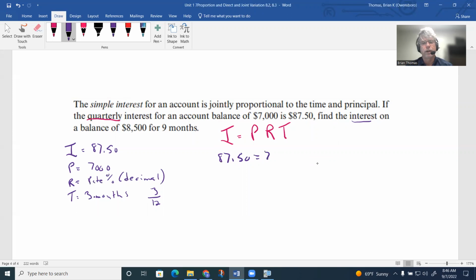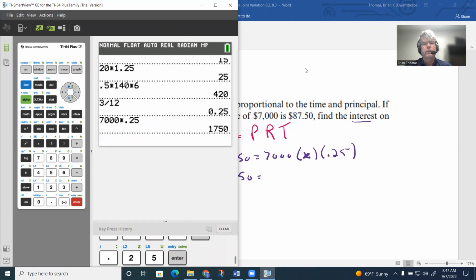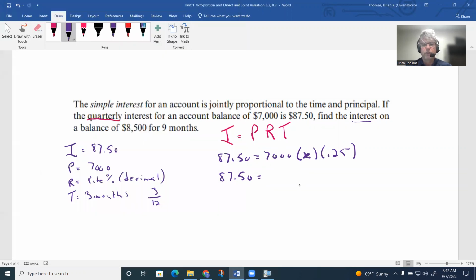The principal was 7,000. The rate we don't know. I'm going to just use X there. And the time is going to be actually a quarter. It's not a whole year. So 0.25. So if I clean this up a little bit, I have 87.50 is the interest. If I multiply the 7,000 times the 0.25, that gives us this 1750. So this is going to be 1750x.